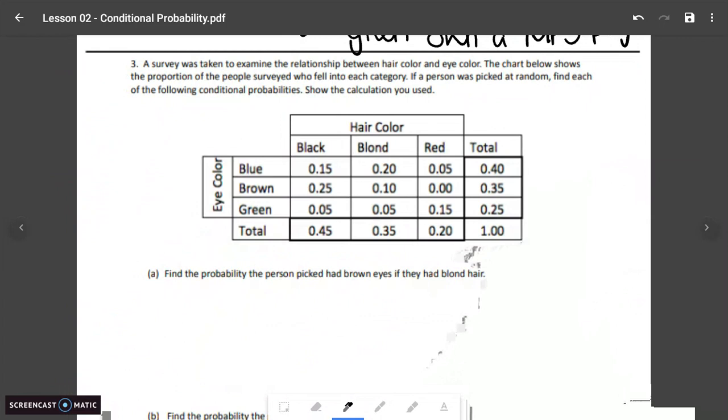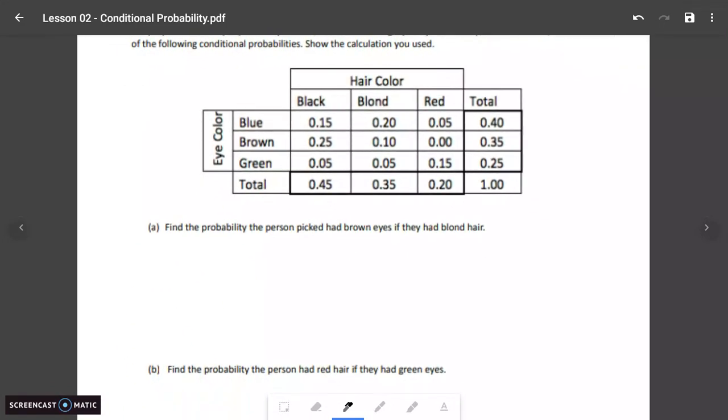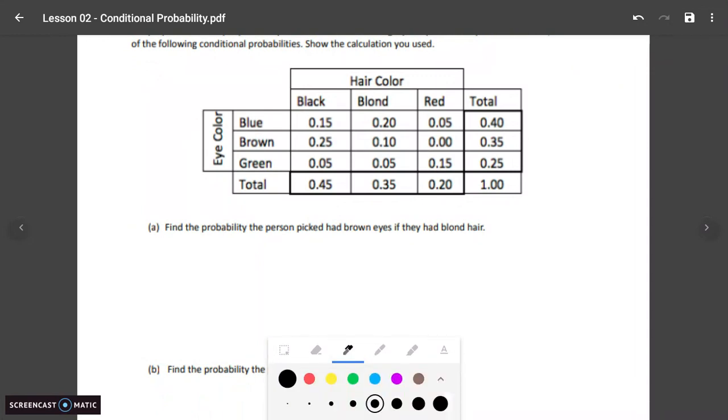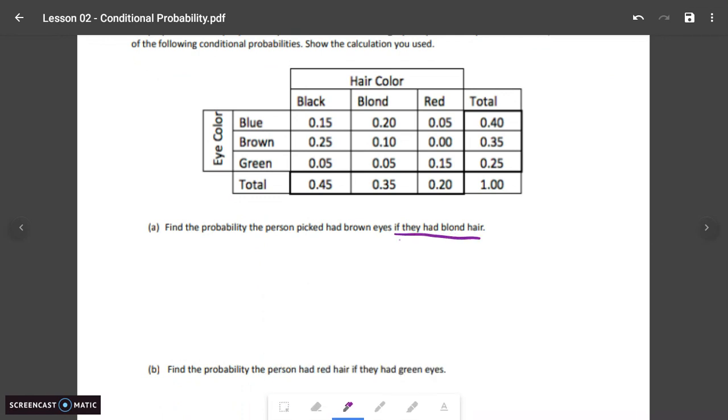So a survey was taken to examine the relationship between hair color and eye color. The chart below shows the proportion of people surveyed who fell into each category. If a person was picked at random, find each of the following conditional probabilities. Show the calculation you used. So for part A, find the probability that a person picked had brown eyes if they had blonde hair. So that if statement, that's the same as your given. So it's saying we know they already have blonde hair. So we go to the total of blonde.